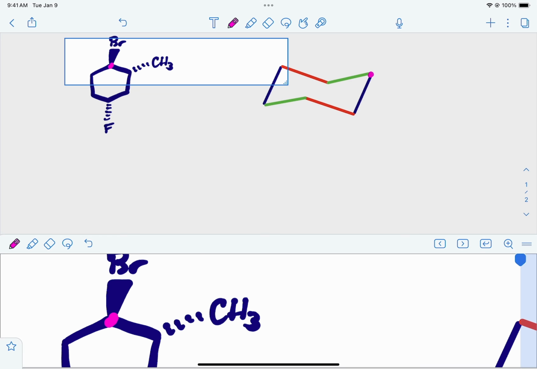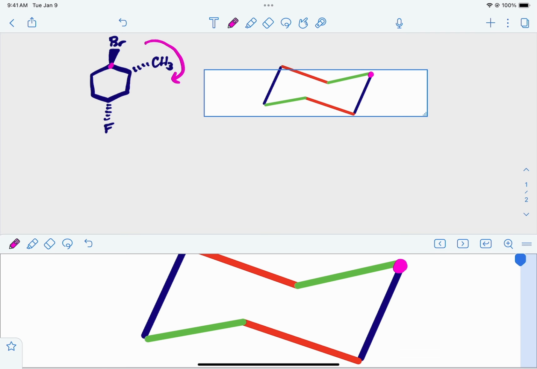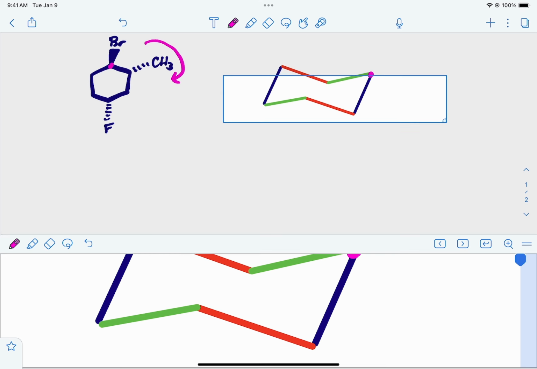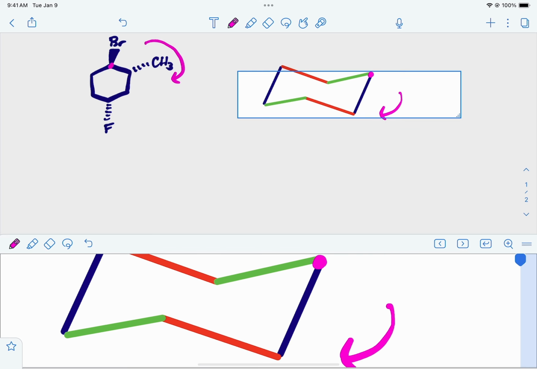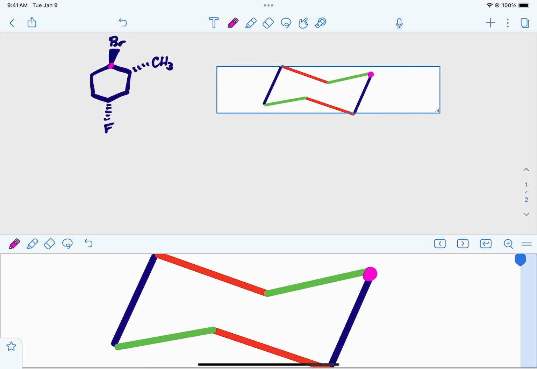And then we're going to go clockwise around the ring. So we're going to go from bromine to methyl to fluorine. You see they're going clockwise around the ring. We're going to do the same thing over here. We're going to go bromine, methyl, and fluorine clockwise around the ring like that. So that's kind of the plan. So I've arbitrarily assigned that that's going to be my carbon bearing the bromine.